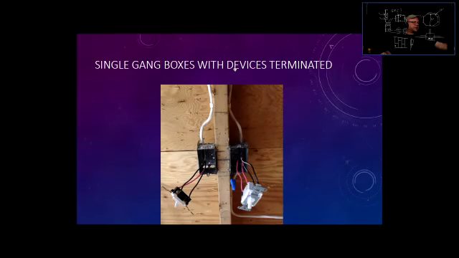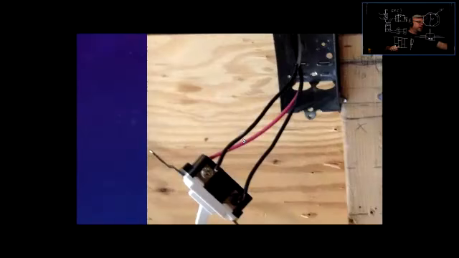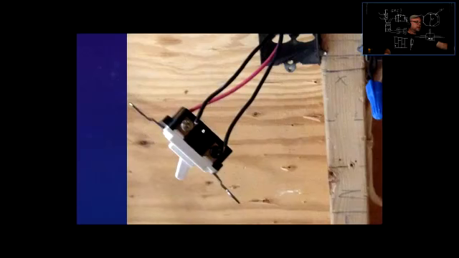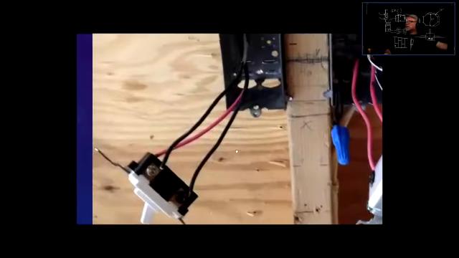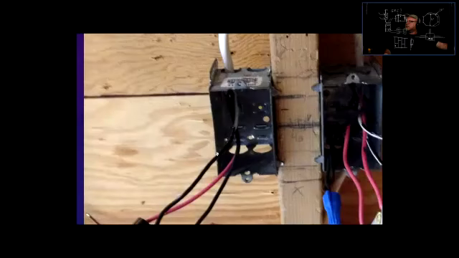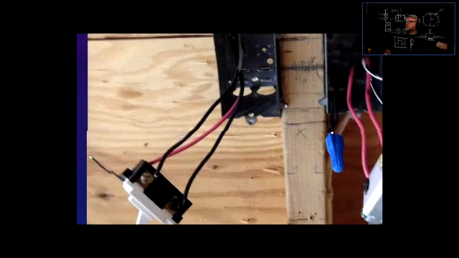Single gang device boxes, devices with devices terminated. All right, so what do we have here? Let me zoom in a little bit. Over here we have something that's called a three-way switch, and we will look at those devices as well, maybe in the second part of this presentation. There are wires terminated inside that box, so this device box will hold a three-way switch.